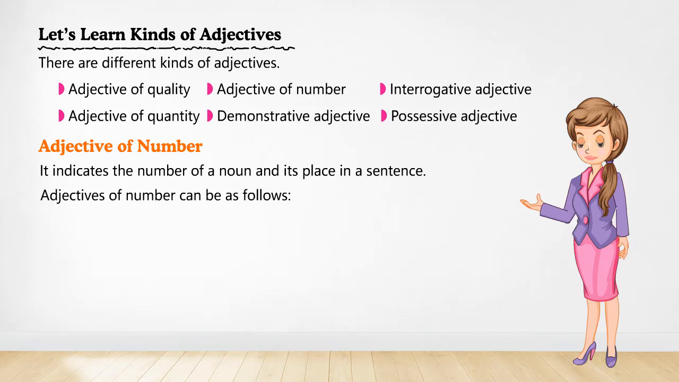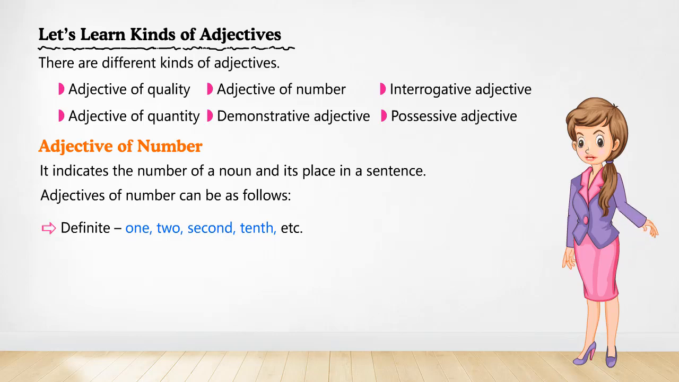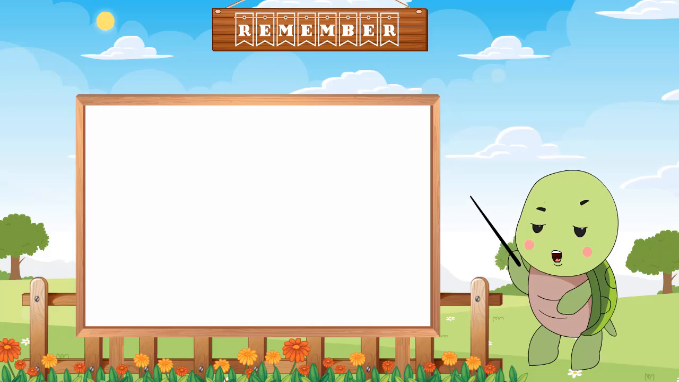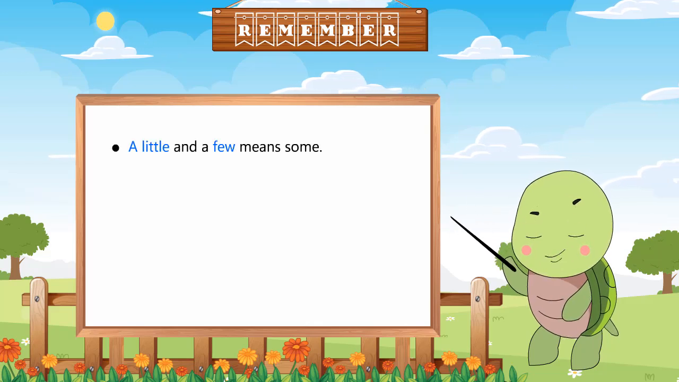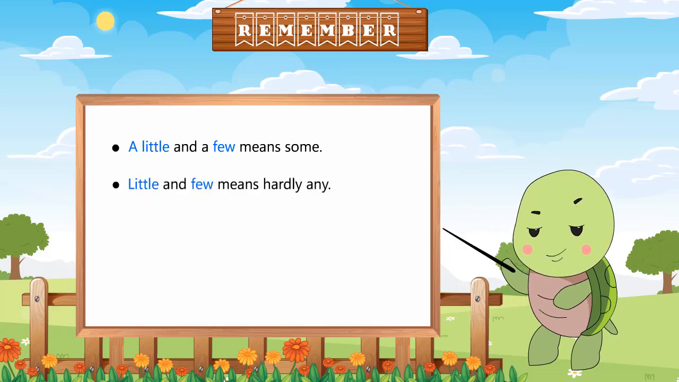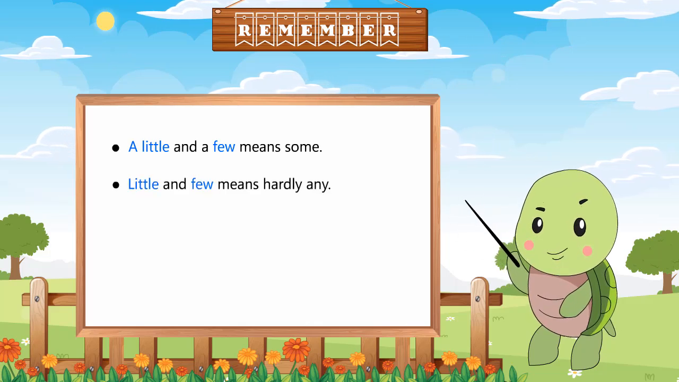Adjectives of number can be as follows: definite, 1, 2, second, tenth, etc. Indefinite, few, some, several, etc. Distributive, each, every, either, neither, etc. Remember, a little and a few means some. Little and few means hardly any.